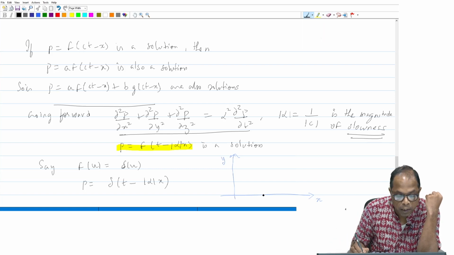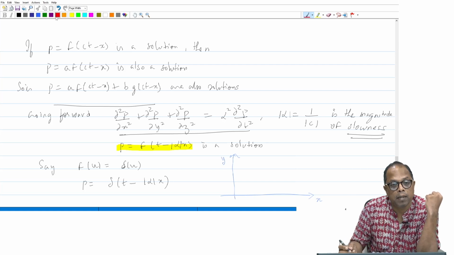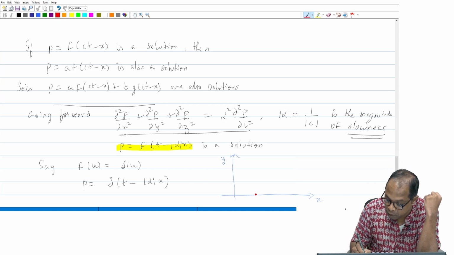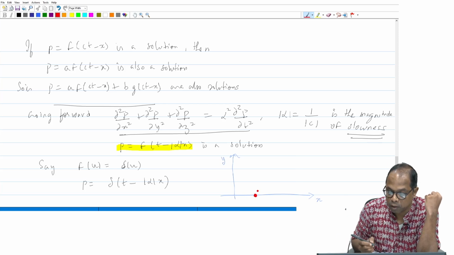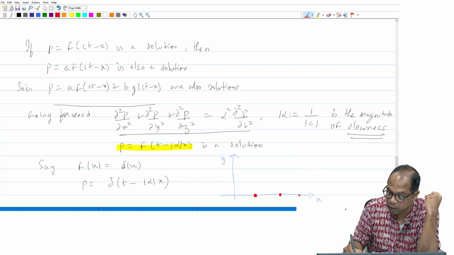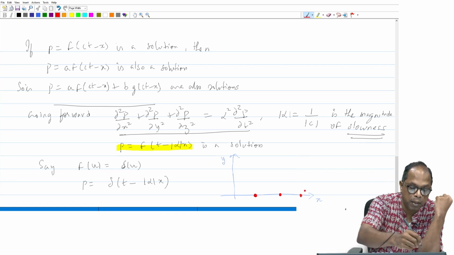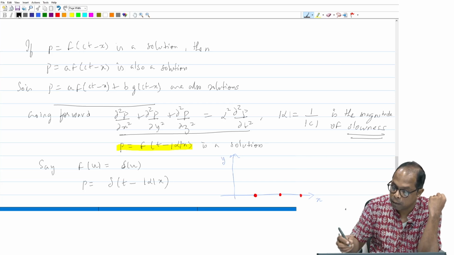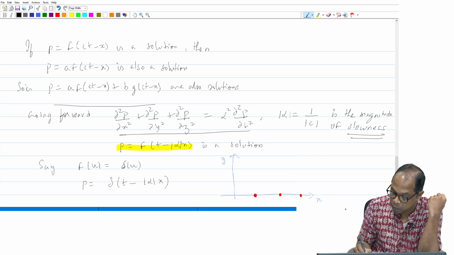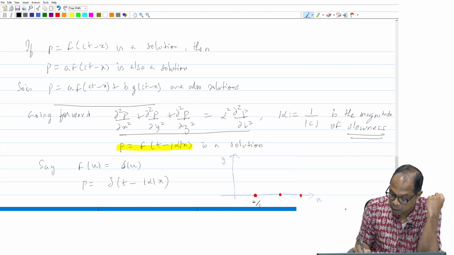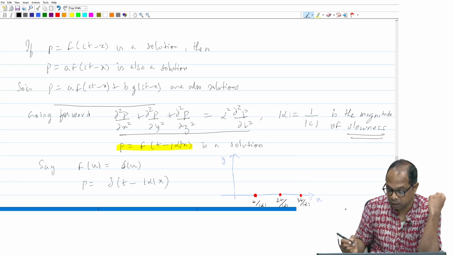So, first thing that you will end up getting is at x equals t divided by alpha, it is going to reach here. And then going forward, at x equals 2t by alpha, it is going to get here. Now, let me write this down. This one is 2t divided by alpha, this one is 3t divided by magnitude of alpha.